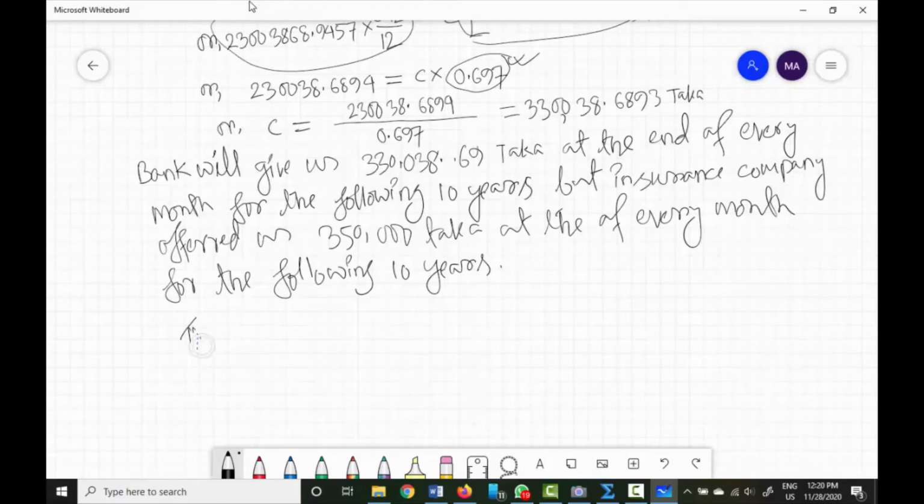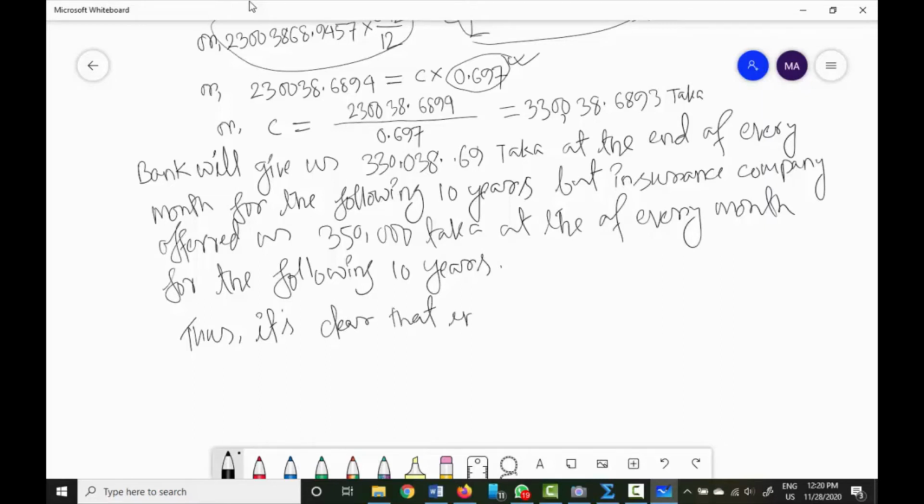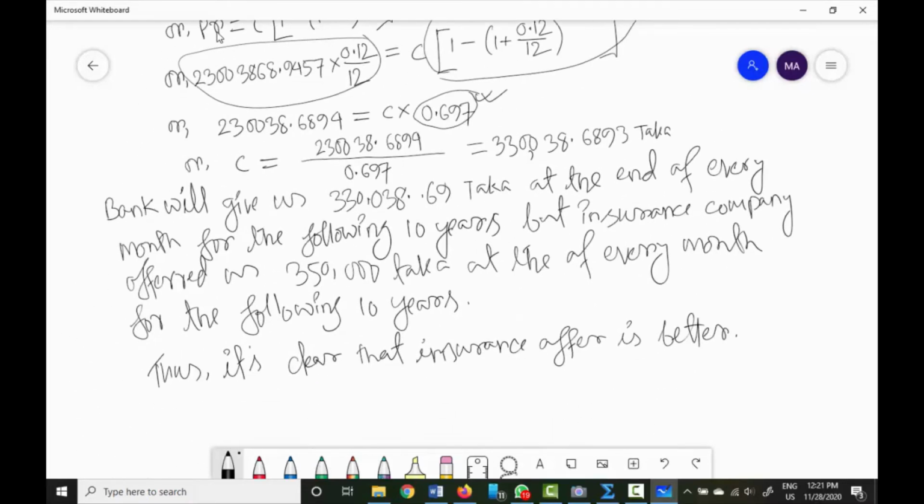So thus it's clear that the insurance offer is much better. The insurance company will pay us more than the bank. So the insurance offer is better.